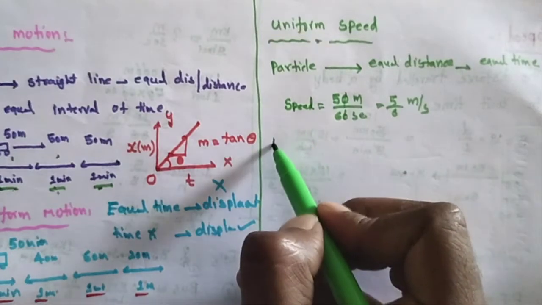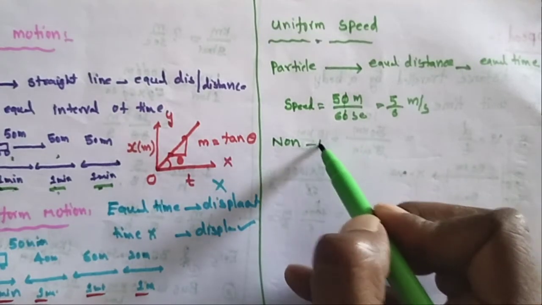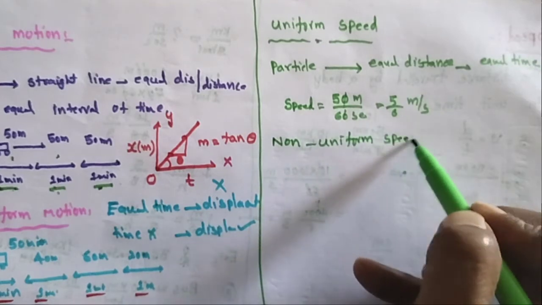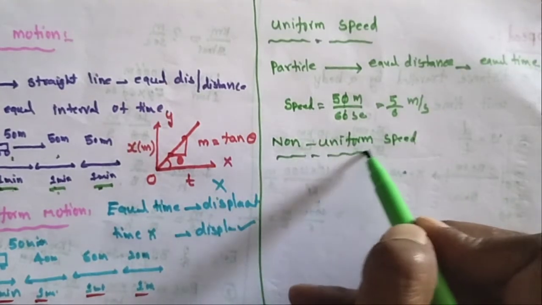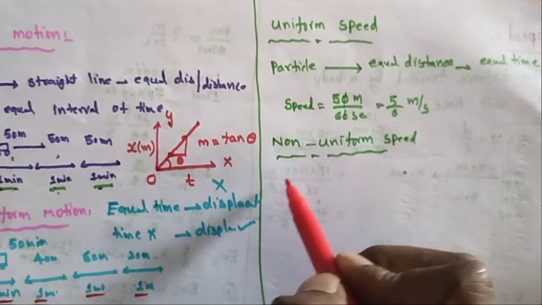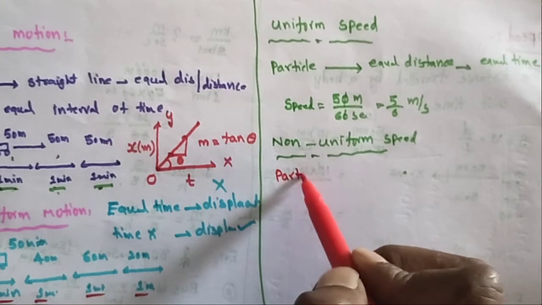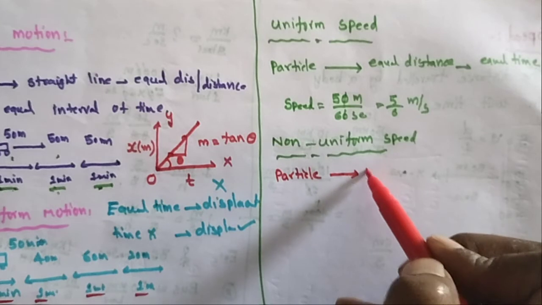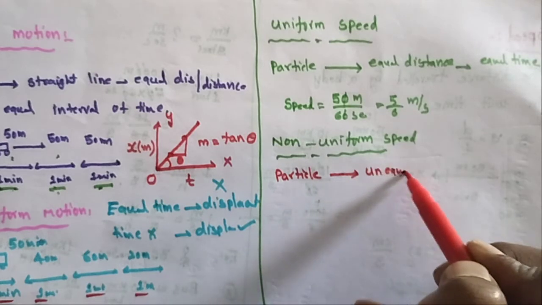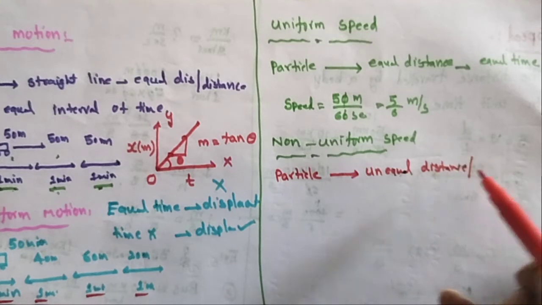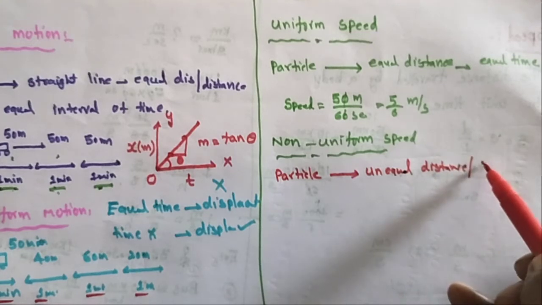And the second one, non-uniform speed. Non-uniform speed means that a particle moving along a straight line travels unequal distances in unequal times. Let us take equal times also.